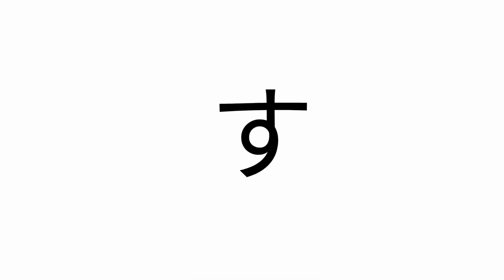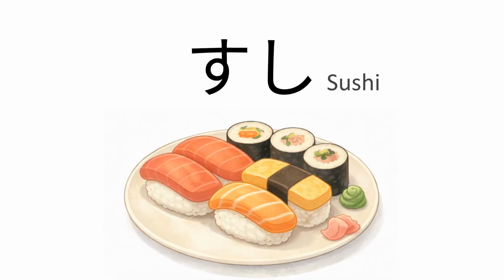Here is the Hiragana character, su. Practice the sound su. Let's review the Hiragana, shi. Say it again, shi. Combine su and shi gives us sushi, a popular Japanese food.